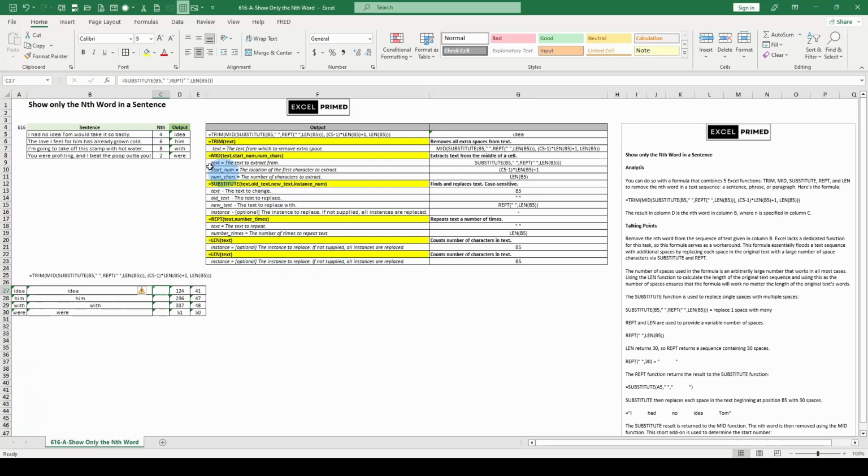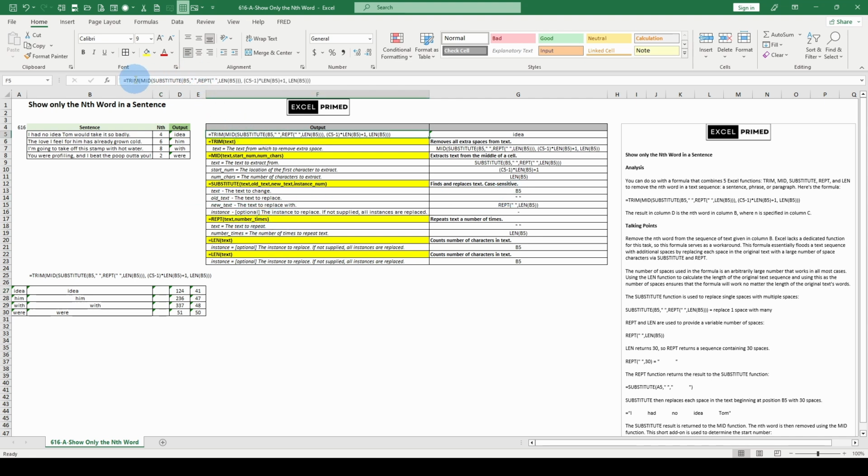What do I mean by that? We want to show only the nth word in a sentence. All we're going to do here is flood the spaces with big numbers, and then we're going to trim away all the junk. How are we going to do this?